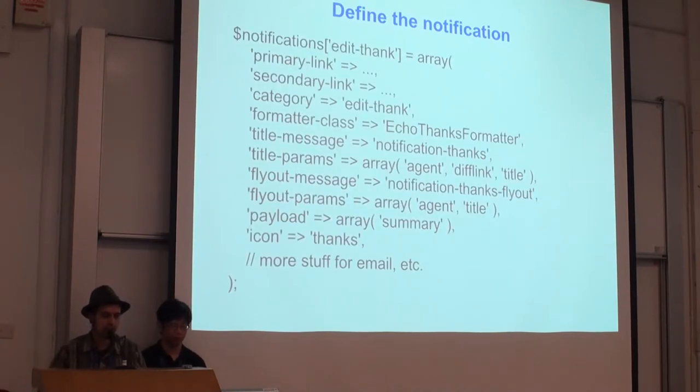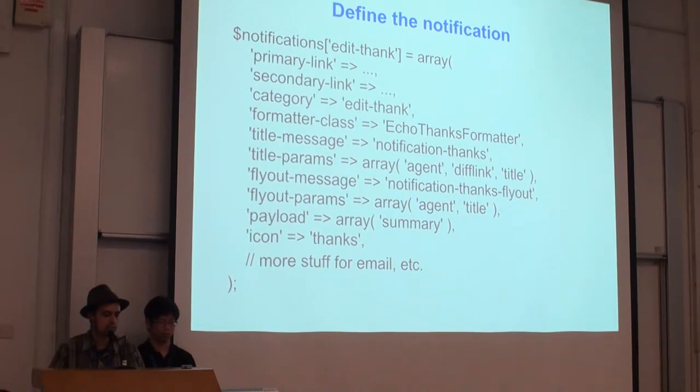This is an example of how a notification definition looks. This is a simplified version from the Thanks extension, but you can go into the Thanks extension code and see the full version and get a better idea of how it works. In here we have the primary link and secondary link definition. Each notification is assigned to a category, and Benny will talk about that in a little bit. You can also define your own formatting class for your notification, and this gives you really powerful control over how your notification is formatted in different contexts, what data is included there, and how that data is handled, and we'll talk about that in a little bit as well.